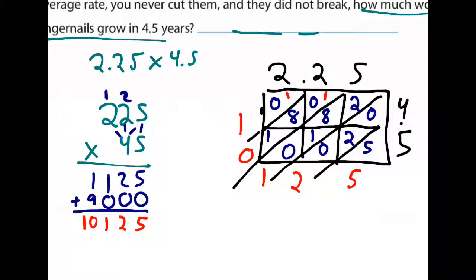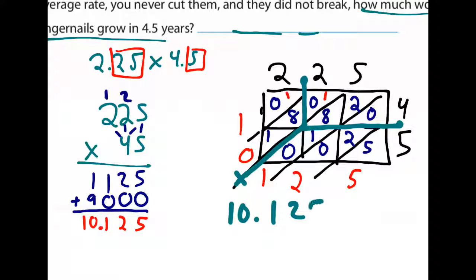Now remember, traditional, this is what you do. 2 decimal places plus 1 decimal place gives you 3 decimal places in your product, so it's going to be 10.125. Okay? In lattice, let me have the decimals meet. So this decimal right here comes down, this goes over, they make an L. The elbow of the L points down where the decimal is going to go. So that means you get 10.125.